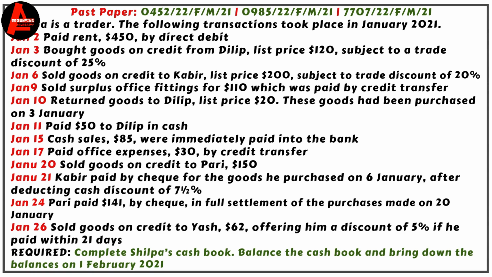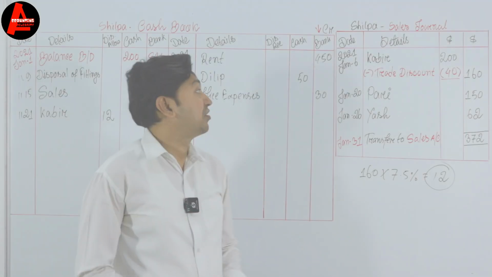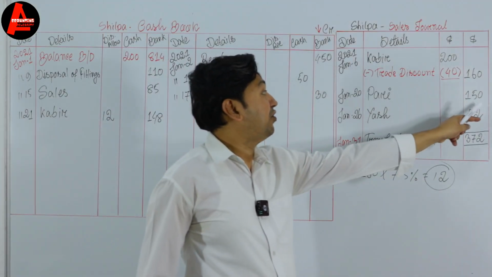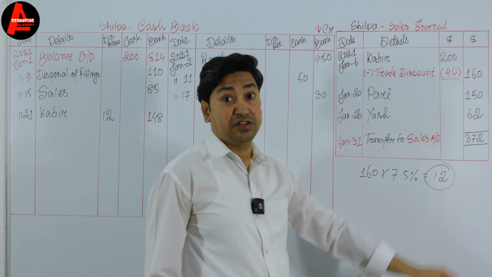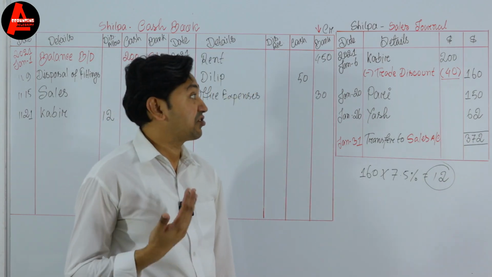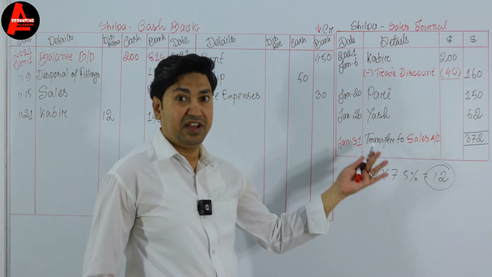It is January 24. Pari paid $141 by check in full settlement of the purchase made on January 20. So what is the January 20 transaction? Sold goods on credit to Pari $150. This $150 we recorded in the sales journal, because this is not a cash transaction, it is a credit transaction, so we record it there.